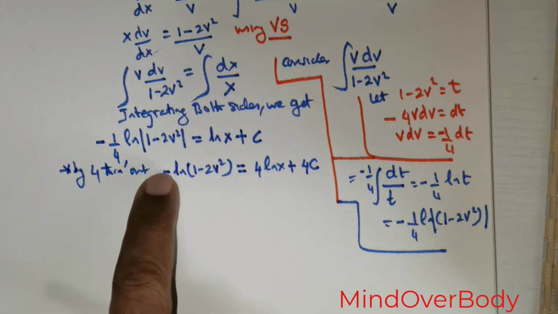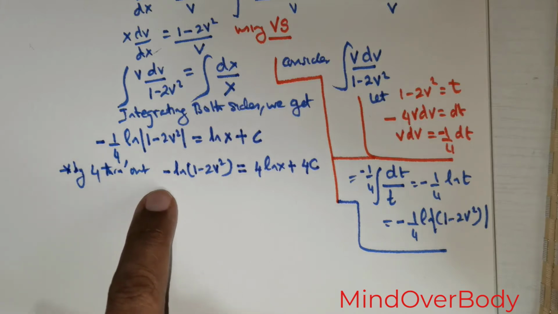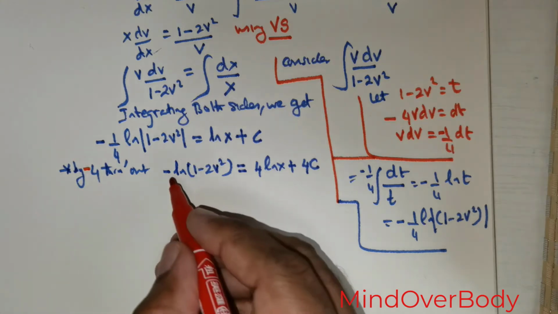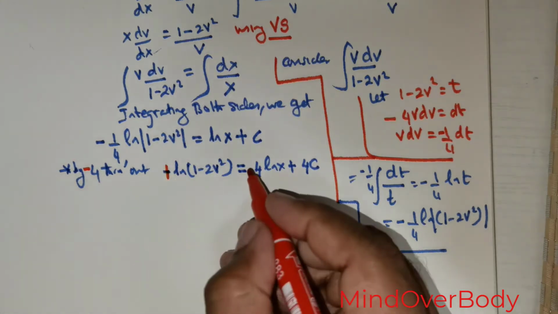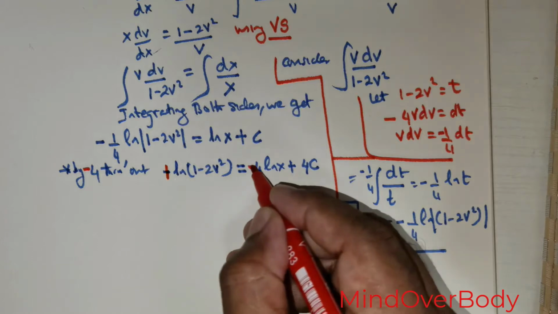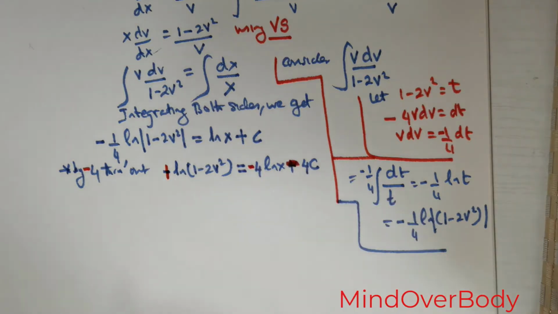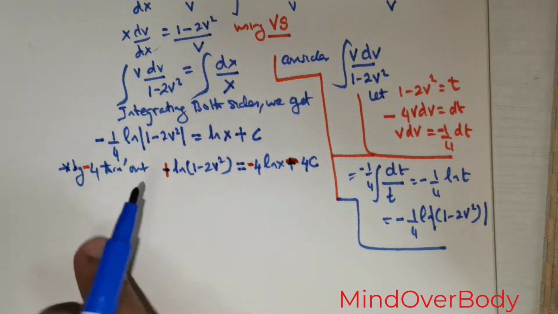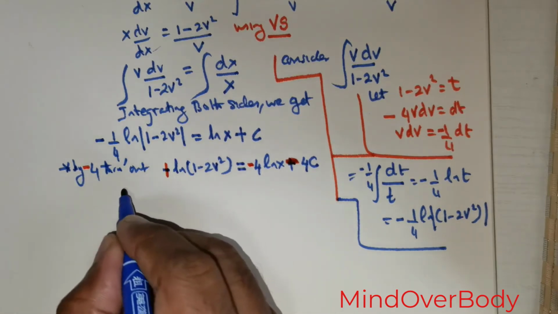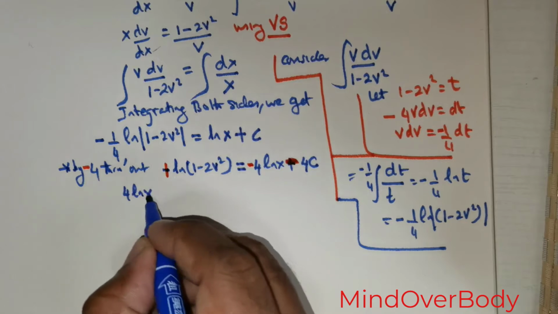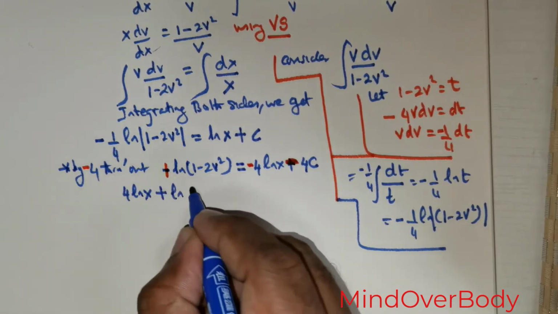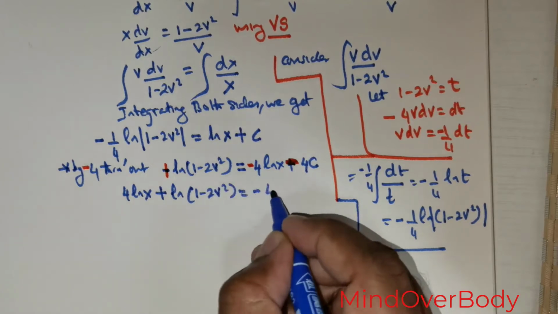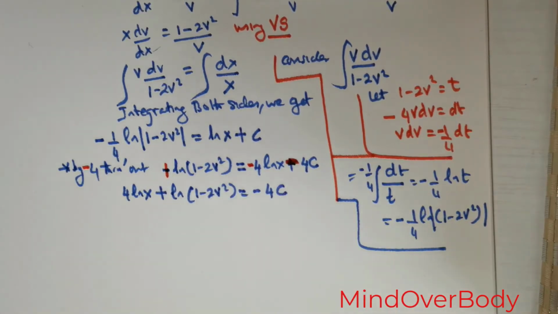Now if you choose to get rid of this negative sign, then you will have to multiply by negative 4. That would make this as positive, this as negative, and this as negative. Now what you can do is you can move this negative 4 times ln x to this end. So that would mean you get 4 times ln x plus ln of 1 minus 2v squared is equal to negative 4 times c. So this is what you've got.